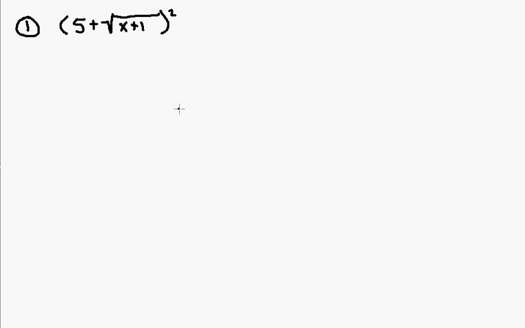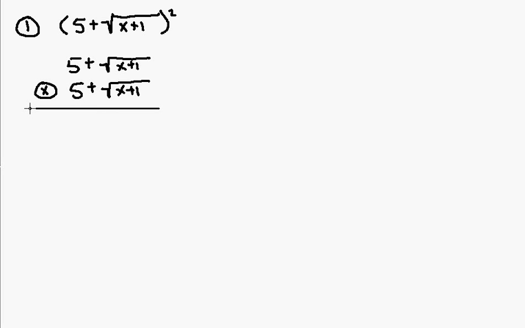Alright, problem number 1 is the expression 5 plus the square root of x plus 1, and we're squaring that. So to perform this operation, we do the following: 5 plus the square root of x plus 1 times 5 plus the square root of x plus 1. We're going to perform the same type of operation that you would normally do with multiplication of numbers.